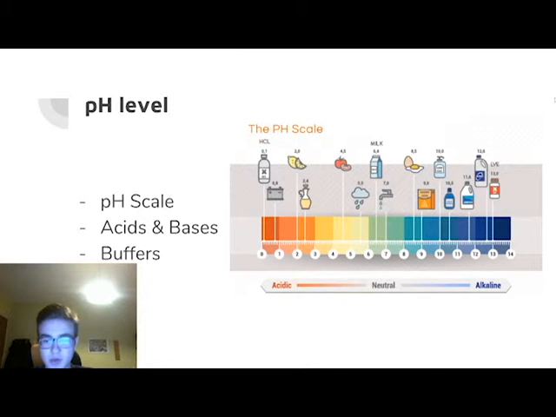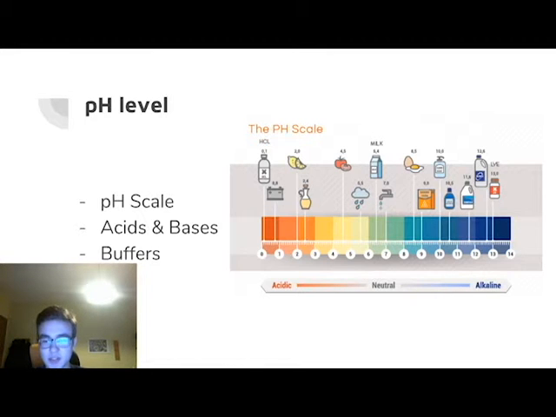The pH scale is a measurement of the concentration of hydrogen ions in a solution. Pure water has a pH of 7. Solutions with a pH below 7 are called acidic because they have more H+ ions, and solutions above pH 7 are bases because they have fewer H+ ions.